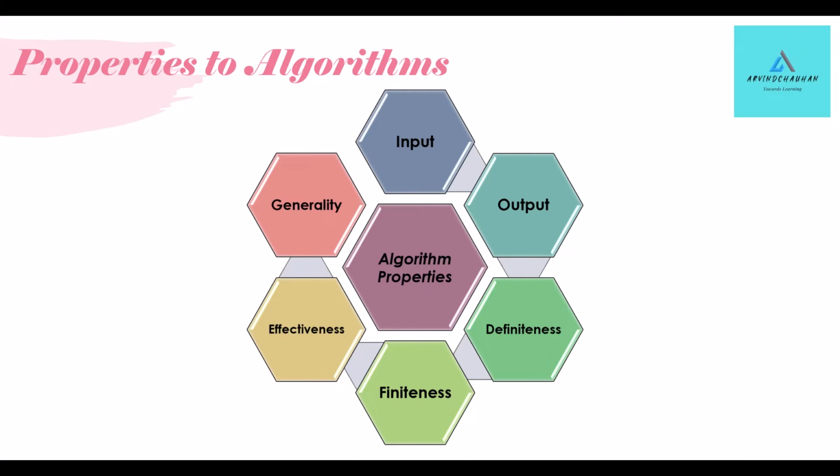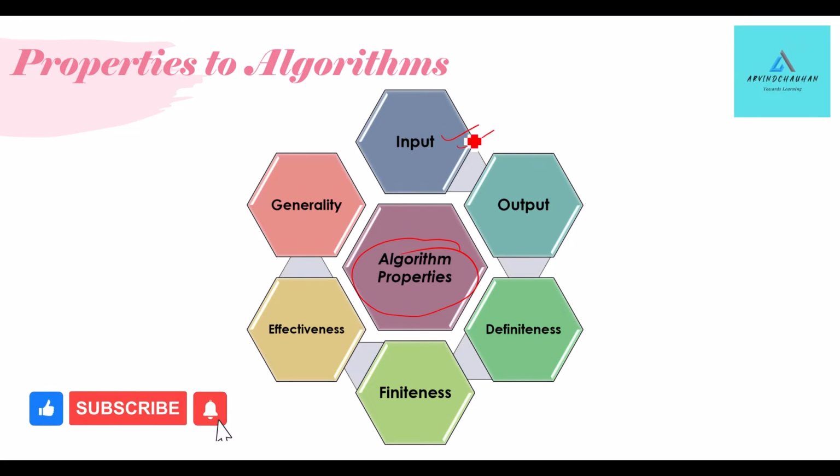So these are the properties of an algorithm. These are the basic properties of algorithms you have to consider. The first one is input. Our algorithm should take zero or more inputs externally, right? Externally means through the keyboard. If you are talking about the previous example, you are giving the A and B values through the keyboard externally.